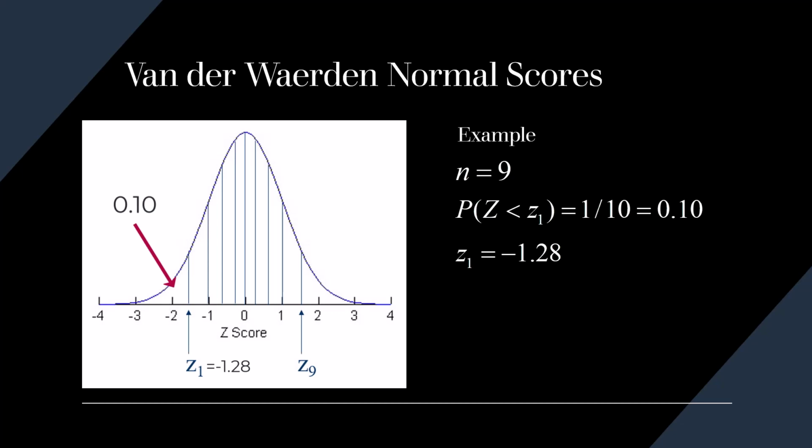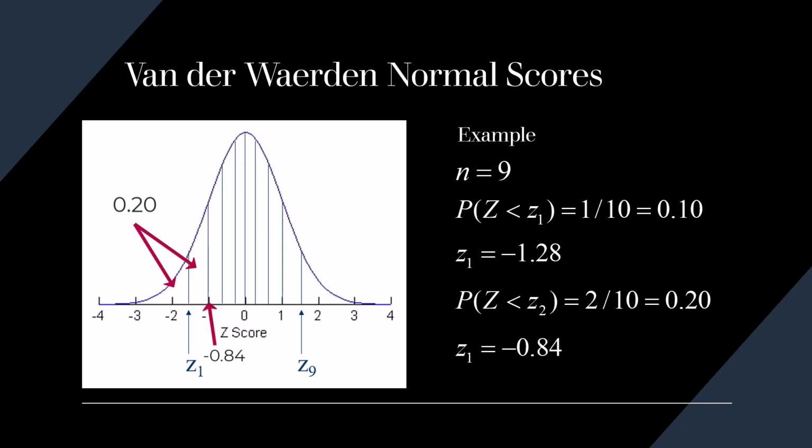Now, when I go to the second score, I now want to look for a z-score that has 2/10 of the distribution beneath it. That z-score happens to be negative 0.84, and so on. I will next look for a z-score that has 3/10 beneath it, then 4/10 beneath it, and so on, all the way up until the final z-score, which will have 9/10 of the distribution beneath it and 1/10 above it. That will yield 9 z-scores as depicted in this picture.